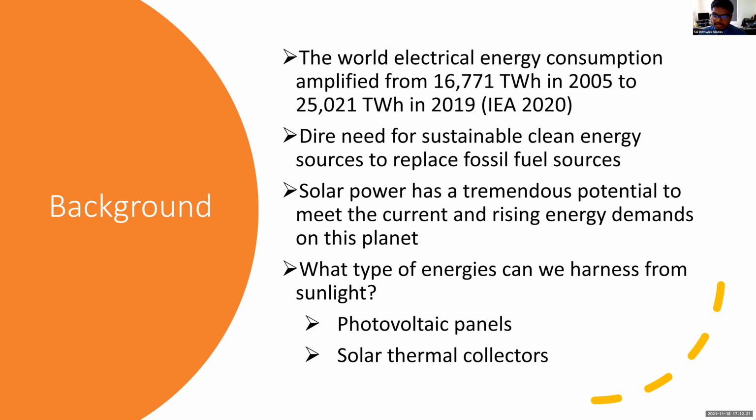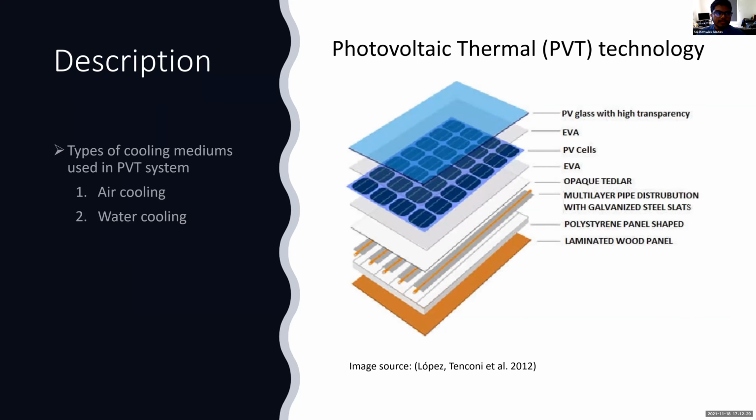Photovoltaic panels harness sunlight to produce electrical energy, and solar thermal collectors harness sunlight to produce thermal energy. A photovoltaic thermal technology is one such system which concurrently produces electrical and thermal energy from the same source. A photovoltaic thermal system is a combination of a photovoltaic panel and a solar thermal collector. The working condition of a photovoltaic panel is similar to a solar thermal collector. Air or water is generally used as a cooling medium in this technology to dissipate the heat from the photovoltaic panel.